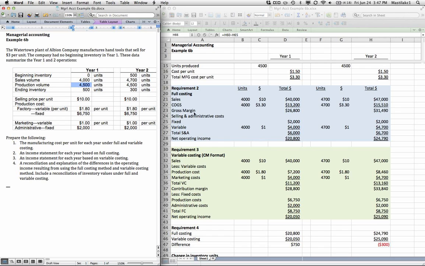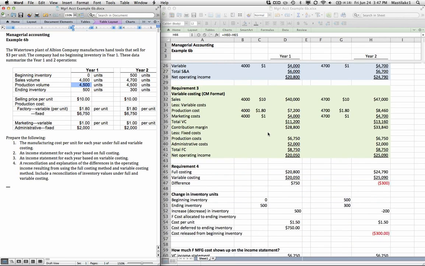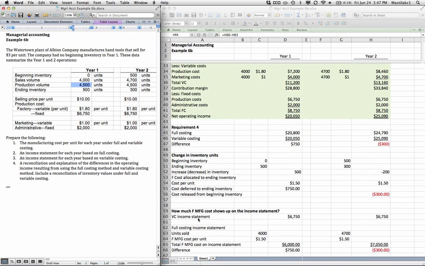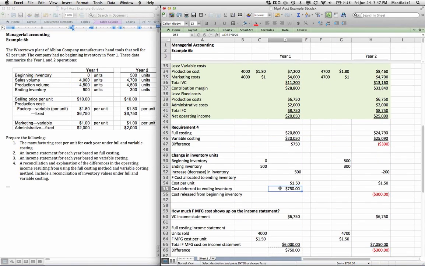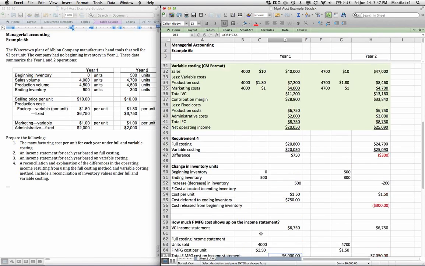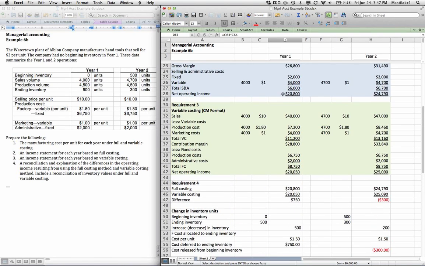If you produce extra units, what you can do is take some of this year's overhead cost and defer it into ending inventory, keep that cost off of your income statement and make your income higher. Notice in year one, when we produced more than we sold, our full costing income was higher than our variable costing income, which means our full costing income has been increased by producing more units than we sold.